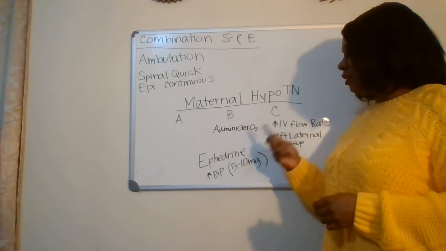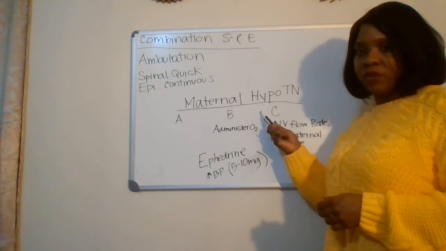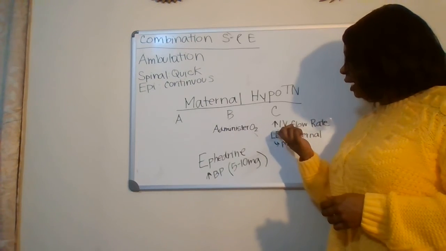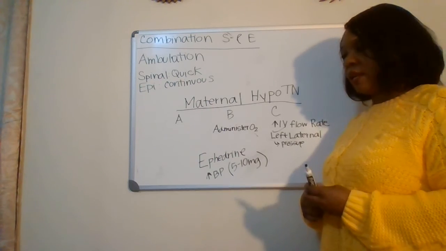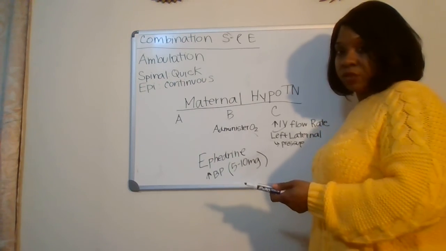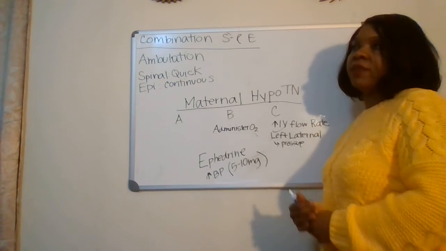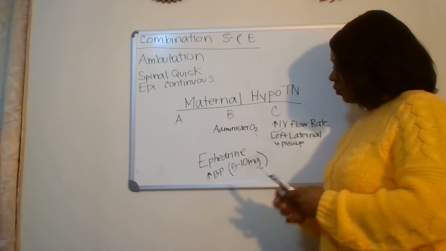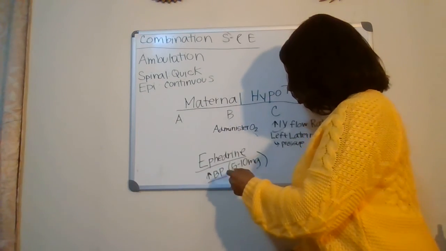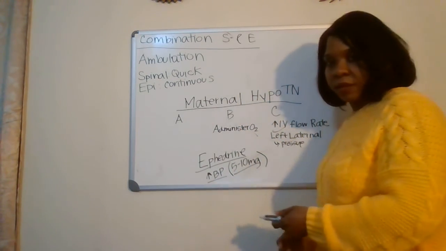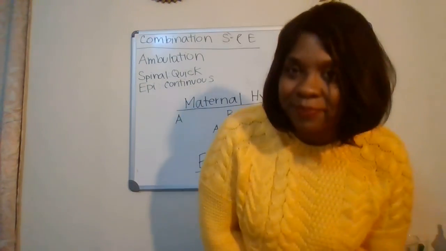Okay, if she has a circulation problem, like hypotension, you increase the IV flow rate, and you turn her to her left lateral side, and that relieves pressure on the abdominal aorta. And if all else fails, then we give her ephedrine, which increases the blood pressure and is 5 to 10 milligrams. Okay? Bye, guys.